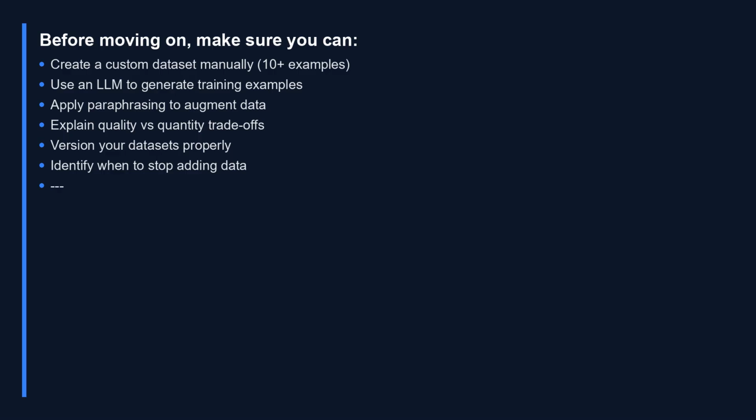Set up Git versioning for a dataset directory, and identify from a validation loss curve when you've hit the point of diminishing returns and should stop adding data.